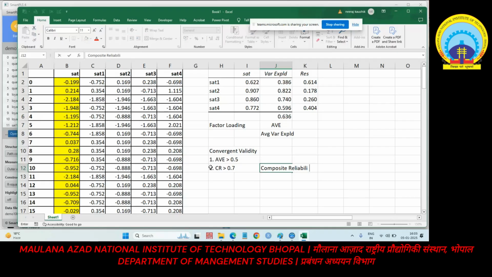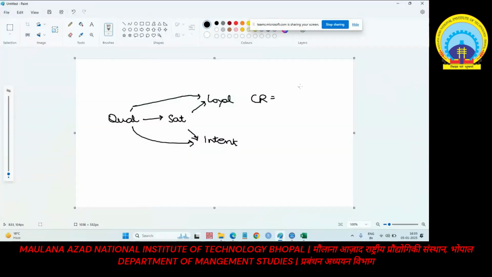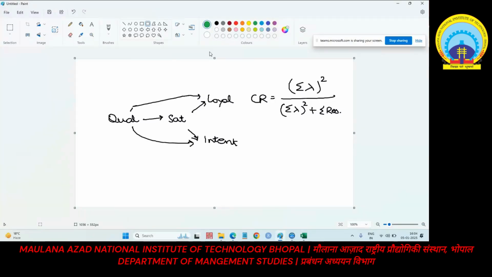Composite reliability. How to compute the composite reliability? There is a formula. Get the total of all the beta, 3.16. Also get the total of the residual. This is 1.45. And composite reliability is this value. So let me write the formula here. The CR formula is summation lambda whole square, plus summation of the residual. Check this out. Do you understand what I am writing here?